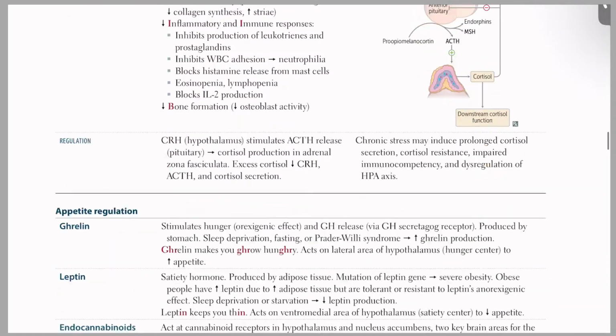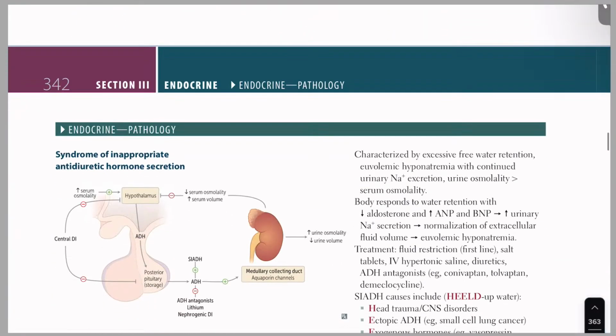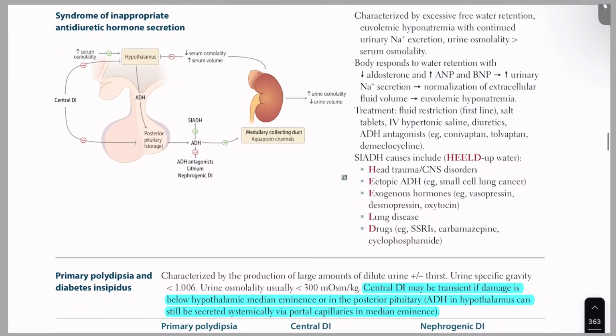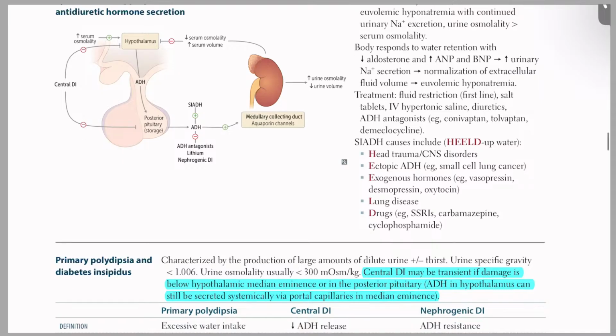So in the last session we read till syndrome of inappropriate antidiuretic hormone secretion. We read this pathology first. This topic.